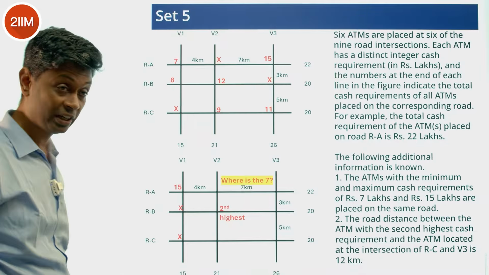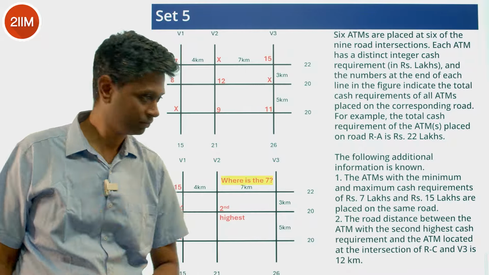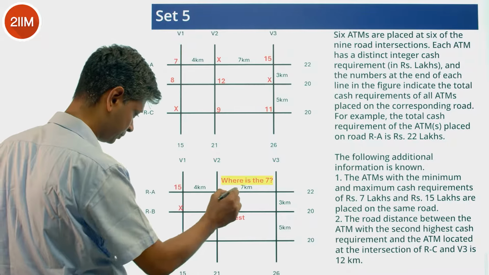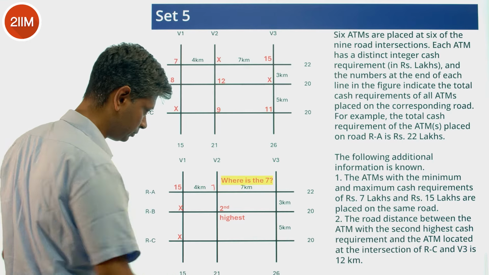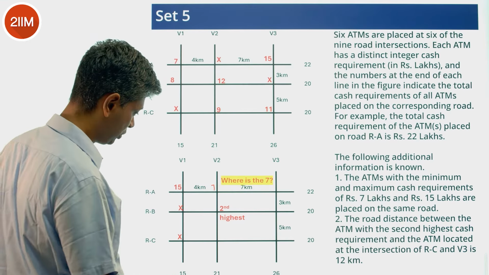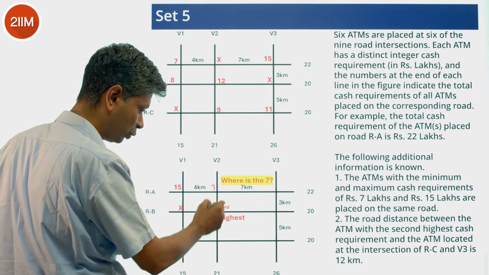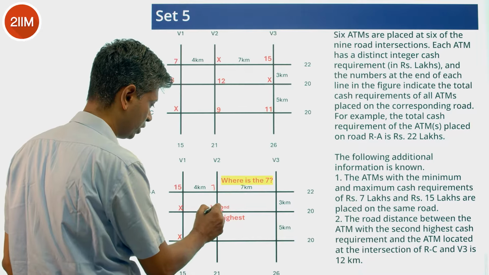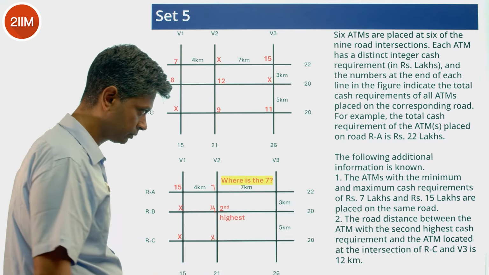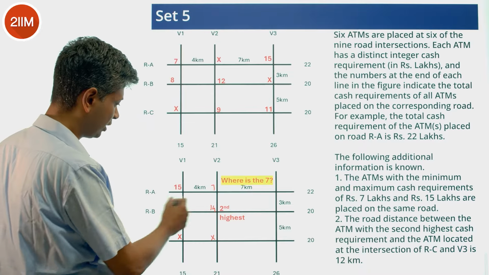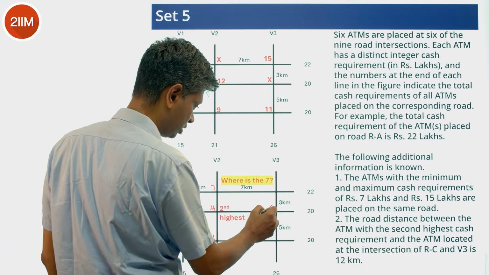Now we put 15 here, we still need to locate the 7. The 7 could be here, in which case the other two should add up to 14. That means this should be 14, there should be nothing here. This is 14, nothing here. This has to be 6.